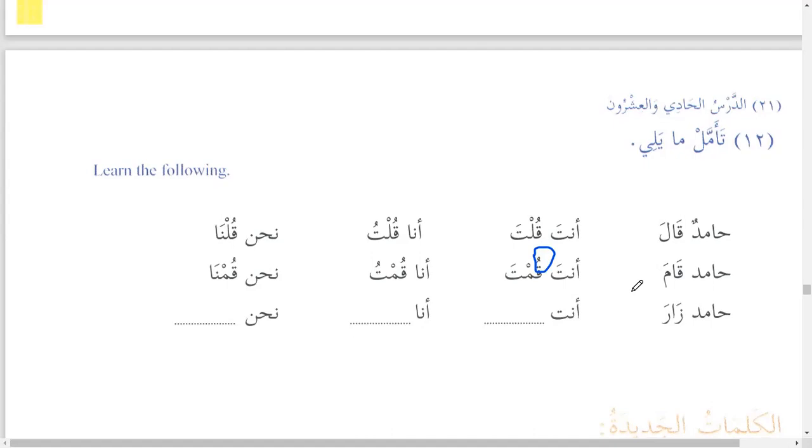To stand or to wake up. Zara is also zara yazuru. Zurta. So anta zurta, ana zurtu, and nahnu zurna. Okay, excellent. So ajwaf and bab nasara, two things we have to remember. When it is ajwaf and it is bab nasara, then it will change into dhamma.